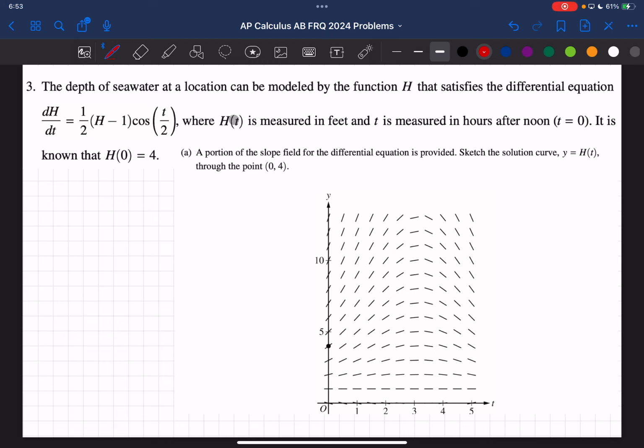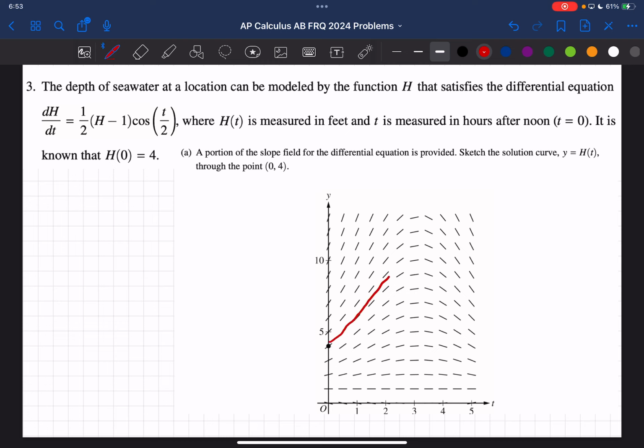Now, they tell us that h of t is dependent on time, okay? So we have our slope field here. And now, it says, sketch the solution curve y equals h of t through the point (0, 4). So they give us the point (0, 4). So what we want to do is we want to go with the flow.